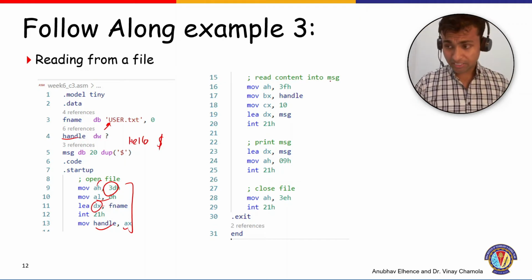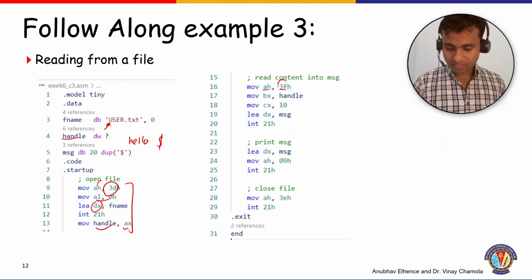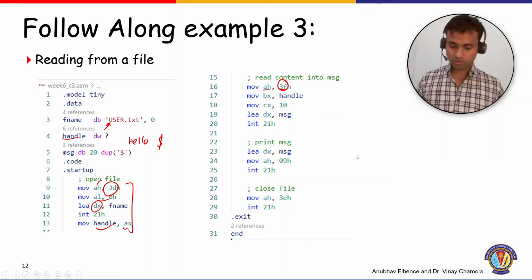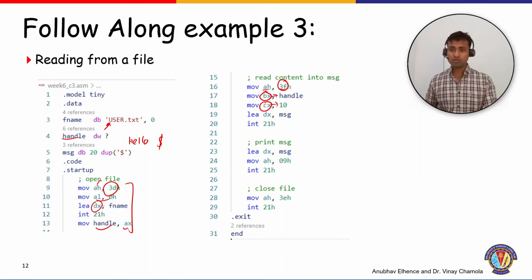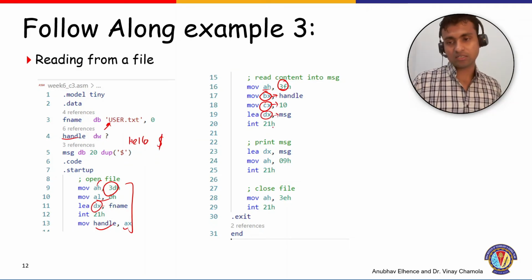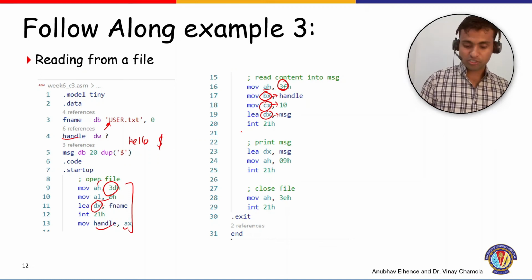After that, we read content into message. So move ah, 3fh, because if you have to read the content, we have to provide 3f. Now, we had seen some slides back what we wanted to point out. At this point, bx should be carrying the handle, cx should be carrying the count, the number of bytes which you want to read from the file, and dx should contain the memory location where the bytes which I load from the file will be loaded, from which point it will start to load.